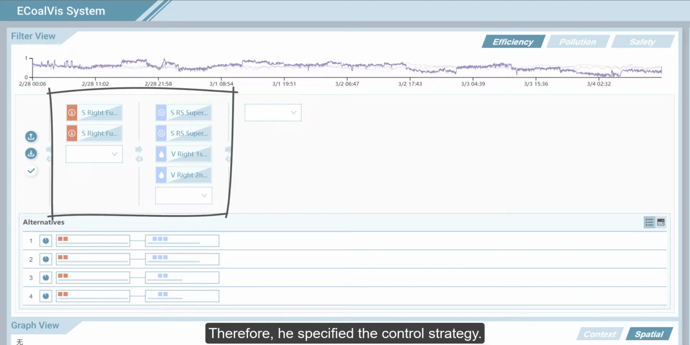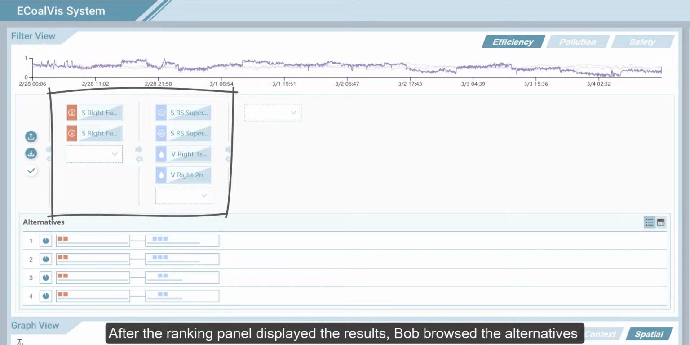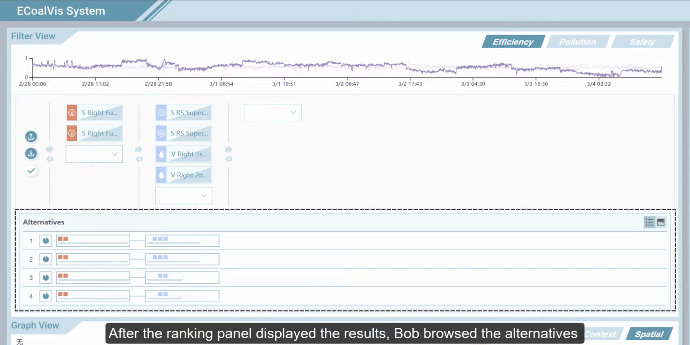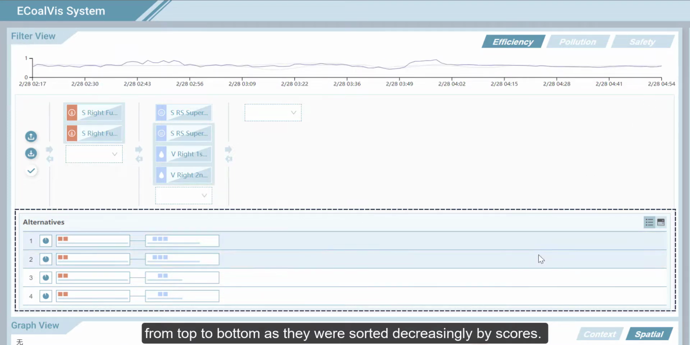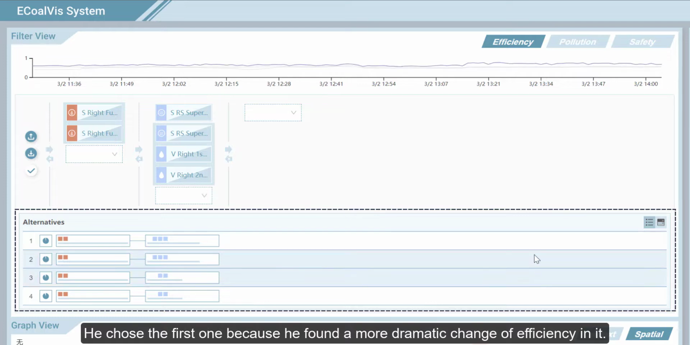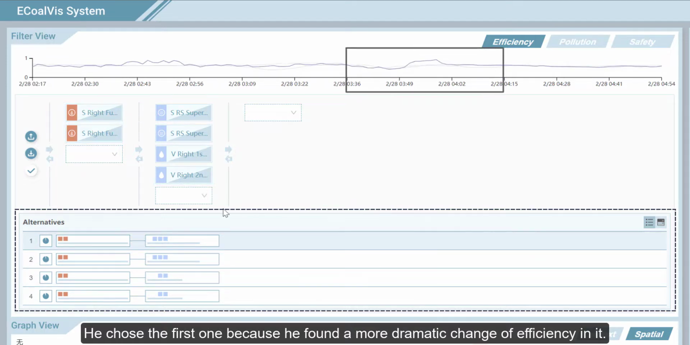Therefore, he specified a control strategy. After the ranking panel displayed the results, Bob browsed the alternatives from top to bottom as they were sorted decreasingly by scores. He chose the first one because he found a more dramatic change of efficiency in it.